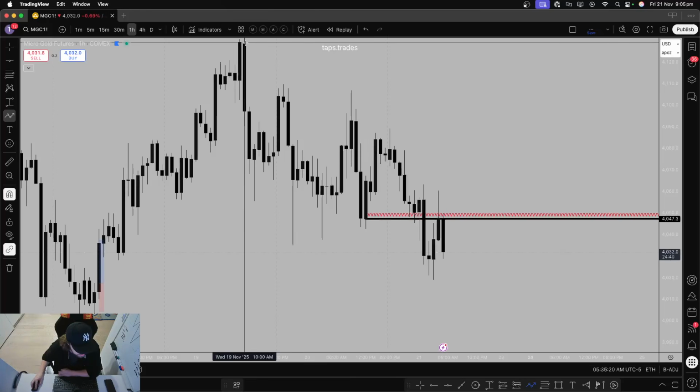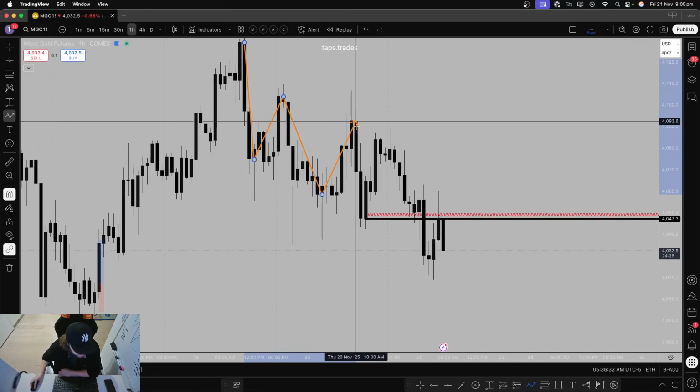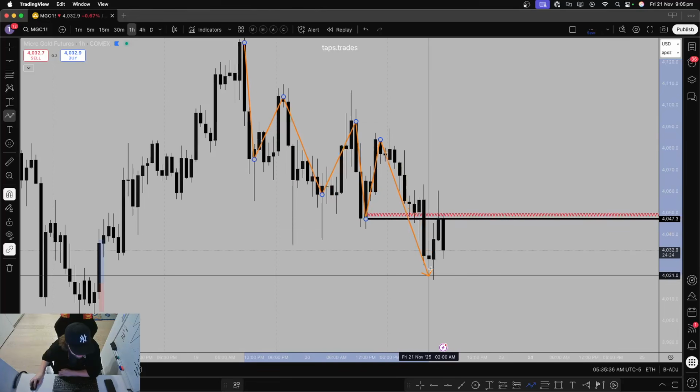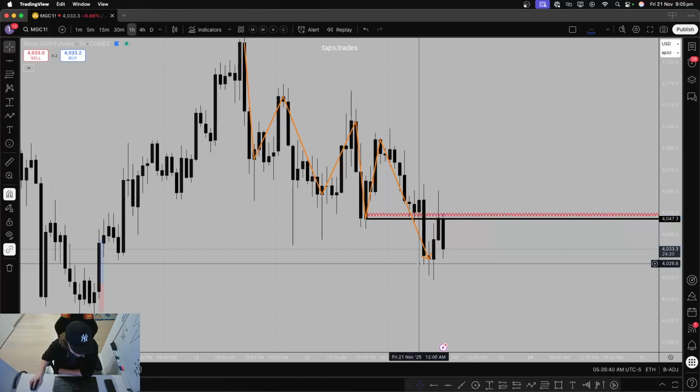You can draw the very most recent high. Price then creates a low. Price creates a lower high, creating a lower low, creating a lower high, creating a lower low, creating a lower high, creating a lower low. So we know that we are in a downtrend.